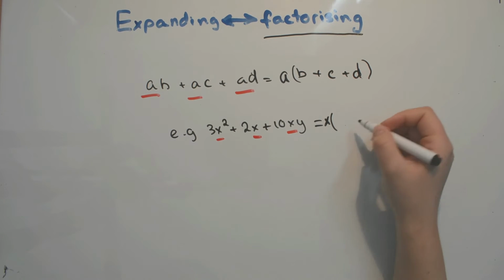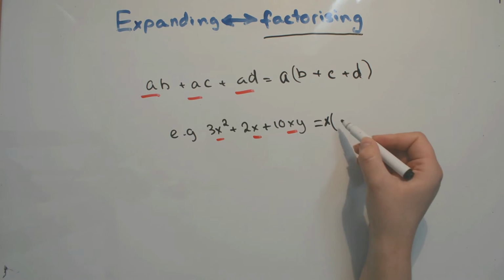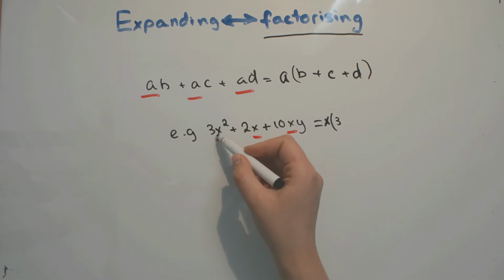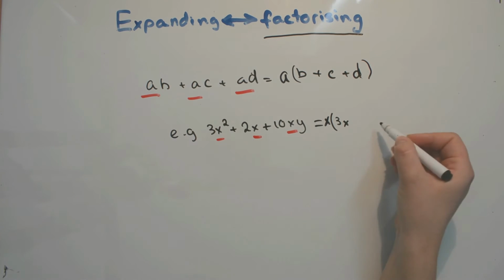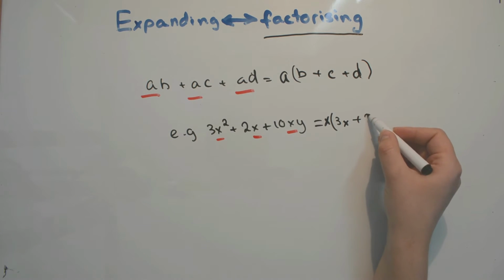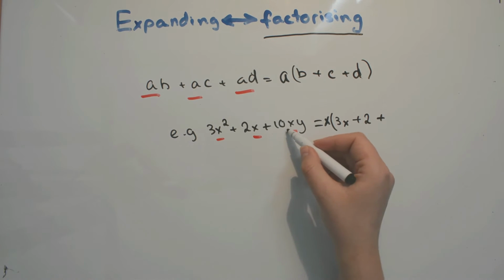Now we look at the first part, 3x squared divided by x, so that will be just 3x. And then the next part is 2x divided by x, which becomes just 2. And then the final part is 10xy divided by x, which becomes 10y.